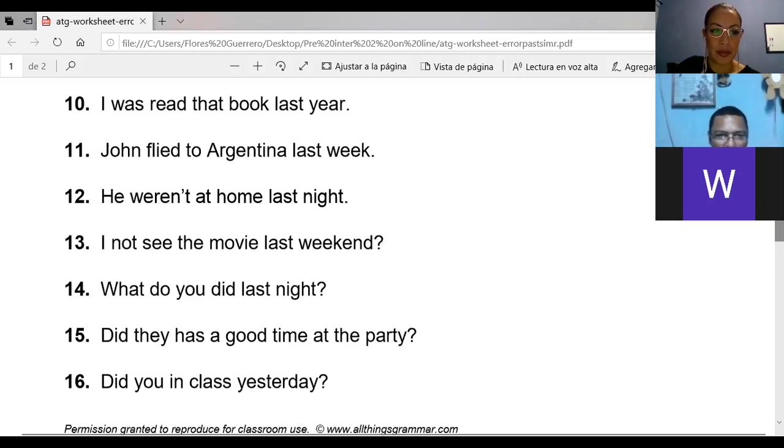And the last one, 16. Did you do in class yesterday? Did you stay? Creo que falta el verbo. Podría ser did you stay? Y si fuera estuviste, del verbo estar, no le ponga did si va a usar was o were. Were you in class yesterday?